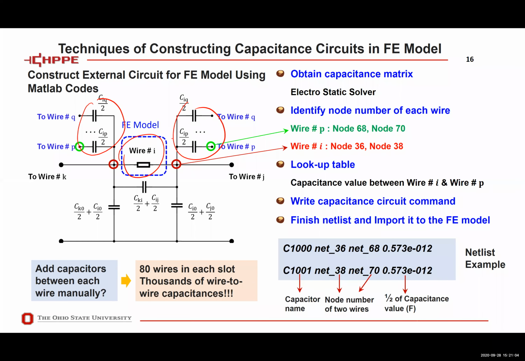So that's why we use MATLAB to write code to automate the whole thing. As long as we figure out the node numbers for each wire in the finite element model, you can just write code, something like this. You say, that's the capacitor name, and it should be between these two nodes. And we also specify the capacitance value here.